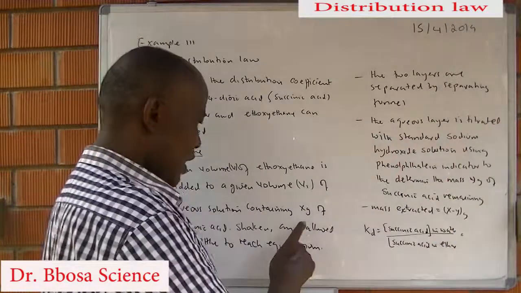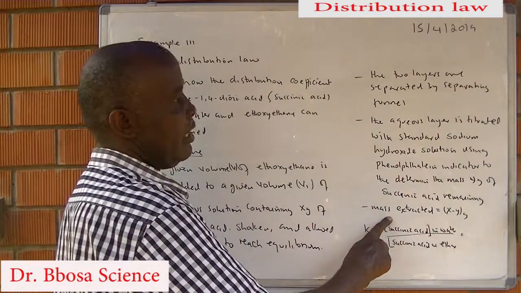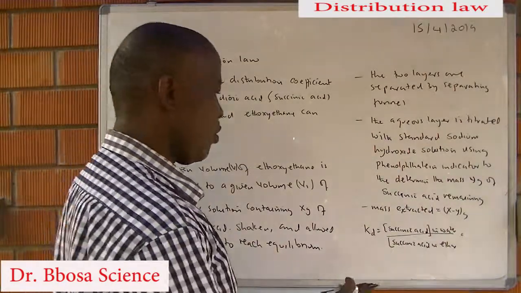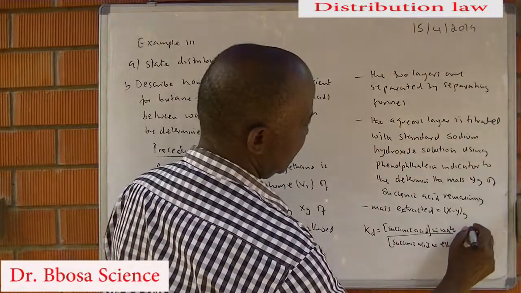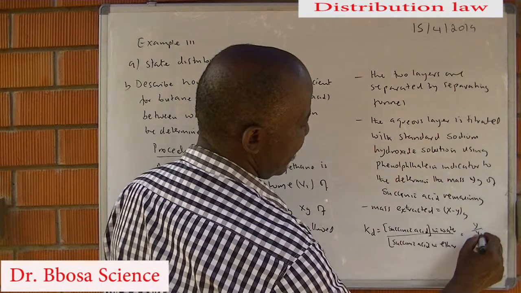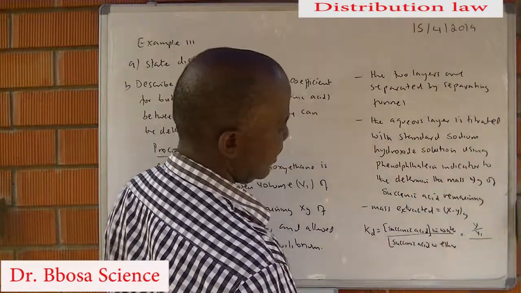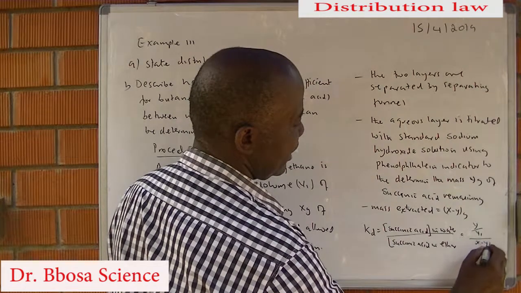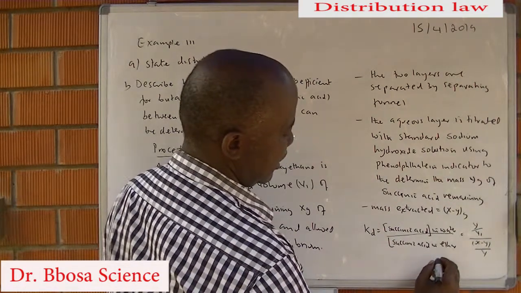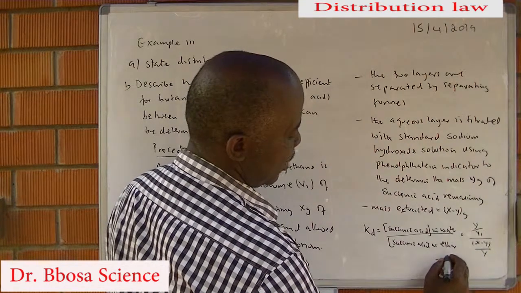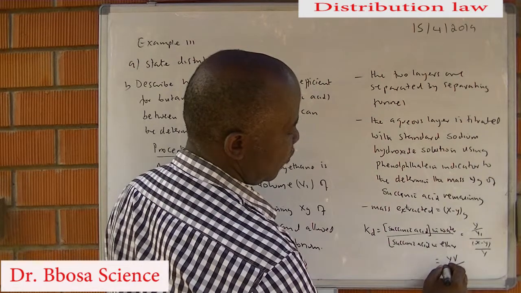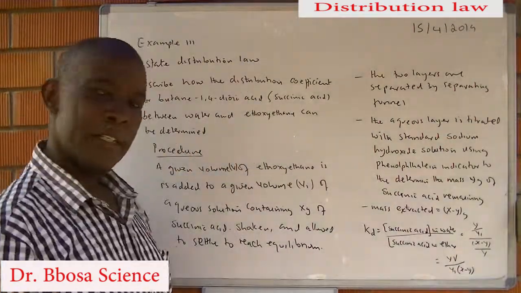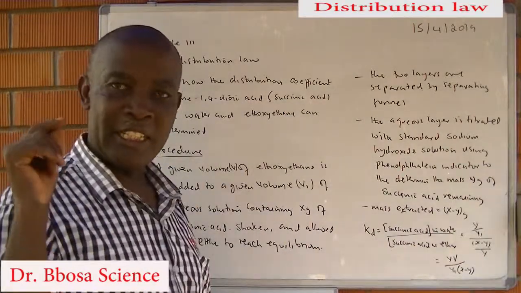If Y is remaining in water, then X minus Y will be extracted by isoxazene. Then KD is equal to the concentration in isoxazene over the concentration of succinic acid in water, which is (X minus Y over V) over (Y over V1). This will be equal to Y V over V1 into X minus Y. The process for determining KD is always the same.